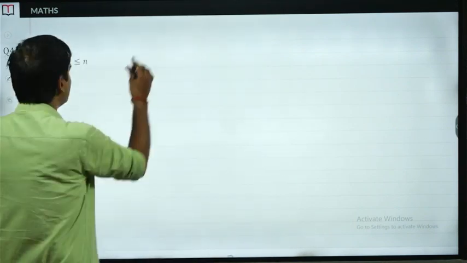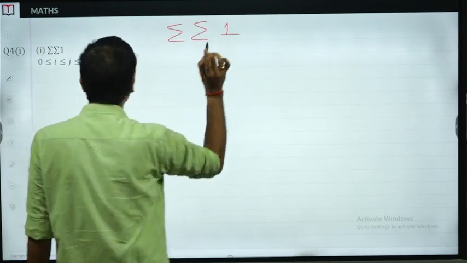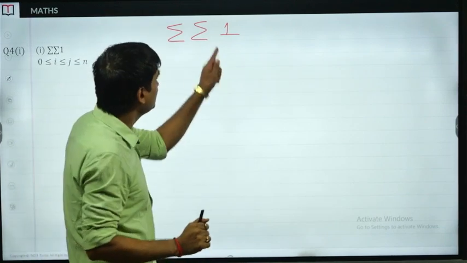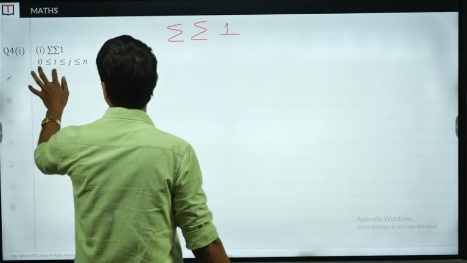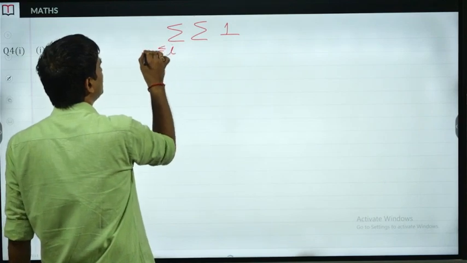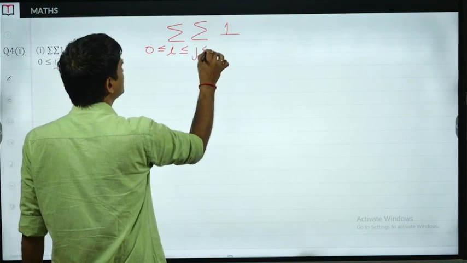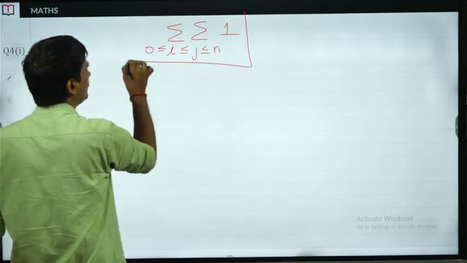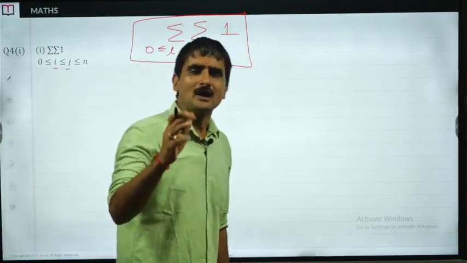Okay, so see, the question is you have to evaluate this double summation of 1. Mind it here that 1 is a constant independent of both the variables of this summation, that is i and j. So these are the two variables where the condition is i is greater than or equal to 0, less than or equal to j, which is less than or equal to n. That's what we have to evaluate. Okay, now see how to approach it.